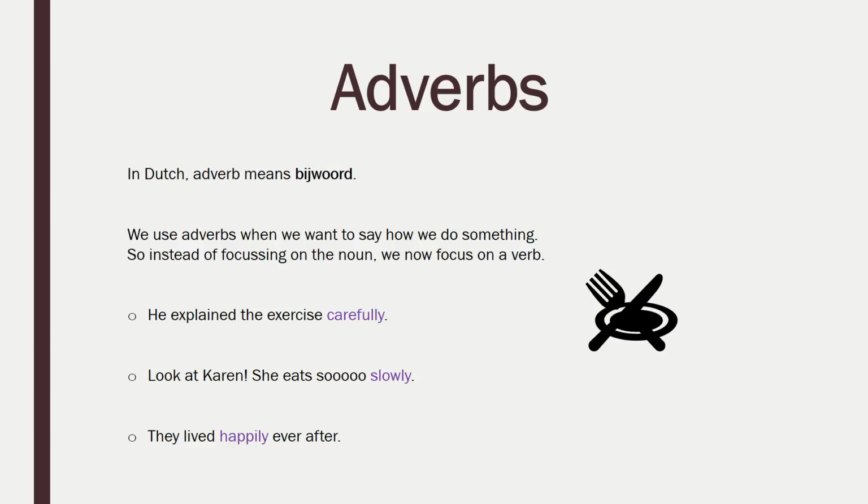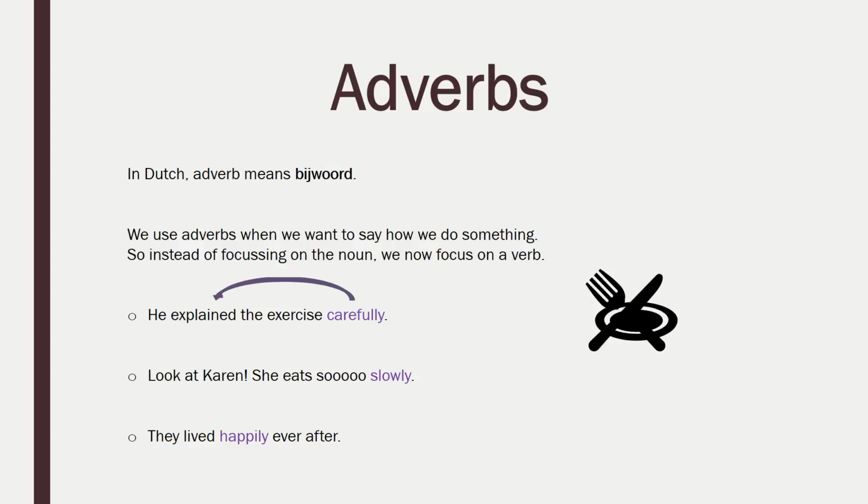Okay, so now we are going to focus on adverbs. In Dutch, adverb means bijwoord. We use adverbs when we want to say something about how we do something. So instead of focusing on the noun, like we did with the adjectives, we now focus on a verb. Because with adverbs, you focus on action. So that should be a verb. Verb means werkwoord. So in the first sentence, he explained the exercise carefully. Carefully says something about the verb, and the verb in the sentence, the action, is explained.